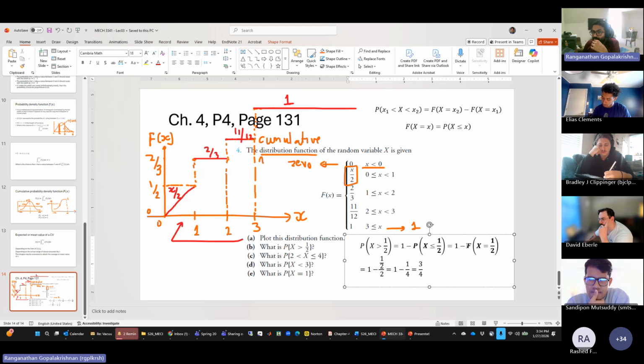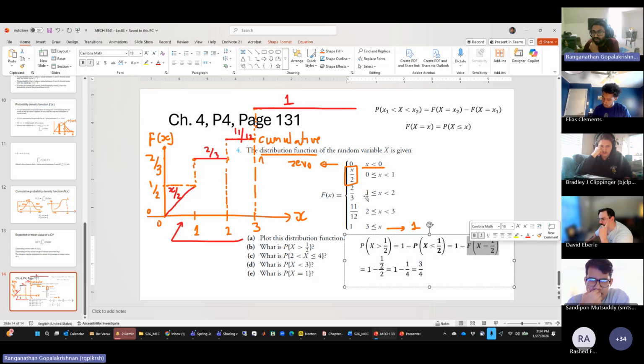So if I want the value of the cumulative function at x equals half, I just take this function, where half is placed between 0 to 1, and I substitute half in terms of x. So that is 1/2 divided by half, which is 1/4. So 1 minus 1/4 is 3/4. So the answer is 3/4. The chance that x will take values greater than 1/2 is 3/4.